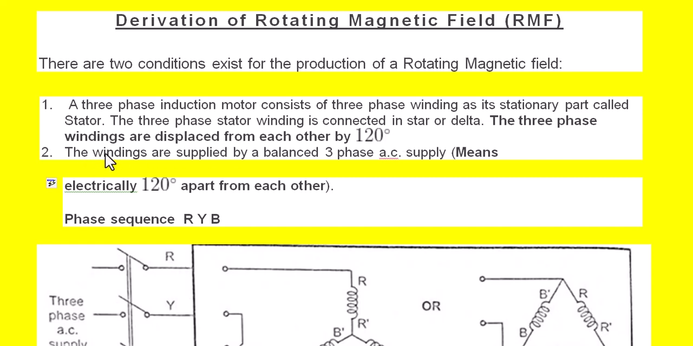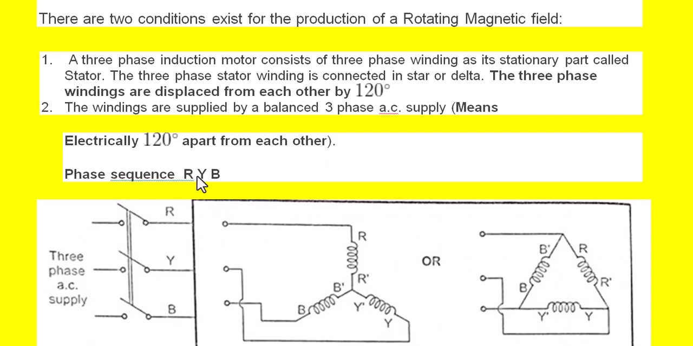The second condition is the applied three-phase AC supply voltage should be balanced. That is, their phase voltages should be 120 degrees apart from each other. And here the assumed phase sequence is RYB. This means phase sequence RYB means phase R will reach its maximum first, then phase Y, then phase B reaches their maximum.